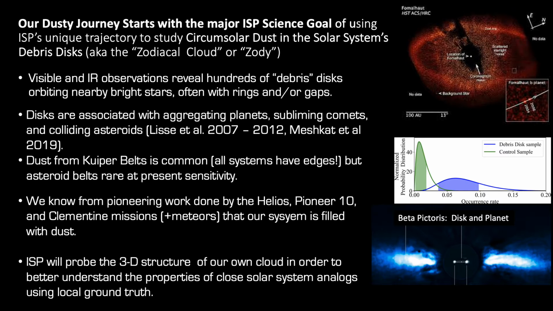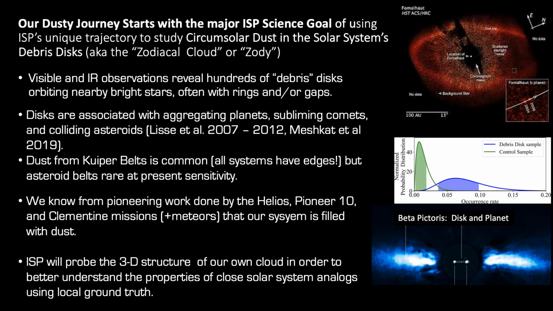We know from visible and infrared observations that we see these debris disks, or circumsolar disks, dust disks, around lots of other stars. They have rings and they have gaps. I'll show you a picture of that in a minute or two. Disks are associated with aggregating planets, subliming comets, and colliding asteroids, as I mentioned. And we see debris disk dust in Kuiper belts, mainly. The pictures I showed you from Hubble are all Kuiper belt dust.